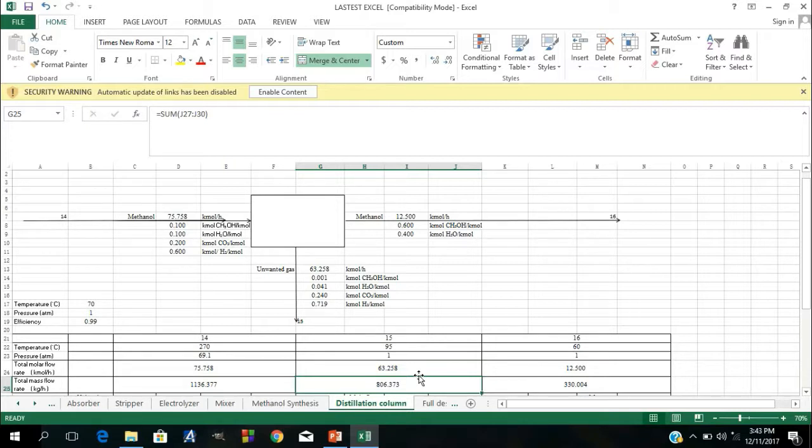The mass flow rate of methanol we get is 330.004 kilogram per hour, and then the off-water gas is 806.373 kilogram per hour. The efficiency of the distillation column is 0.99. Hence the 60% purity of the methanol is produced.